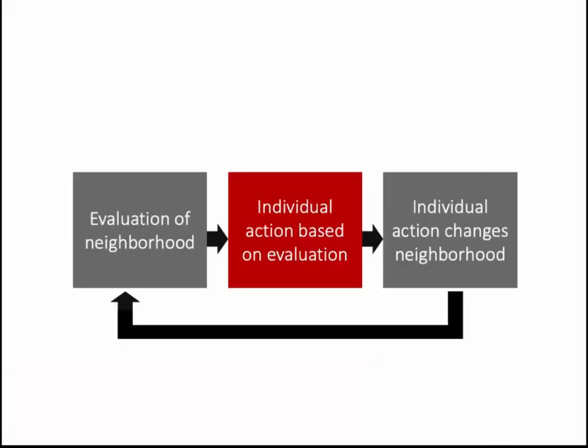So now let's go to the second step. People evaluate the neighborhood. I described how that goes, but now let's go to the second step, where they actually make a decision or do something based on how they describe the neighborhood, whether they're happy or unhappy with it. And again, it's not a stupid environment.